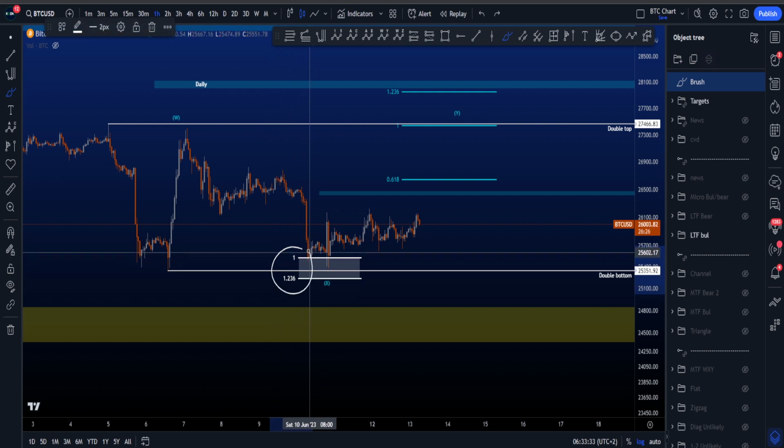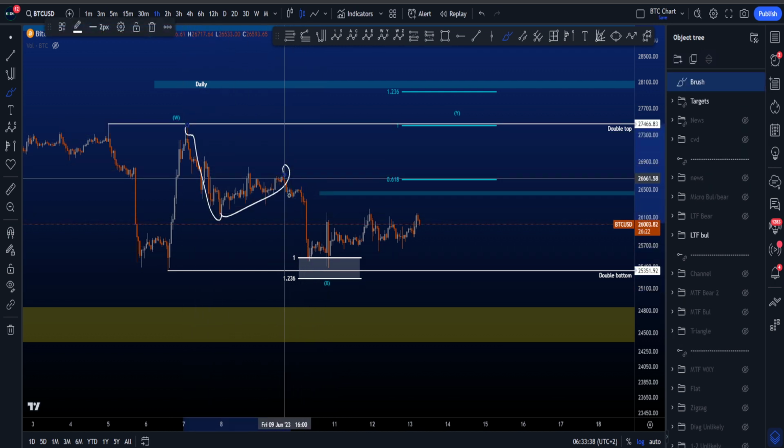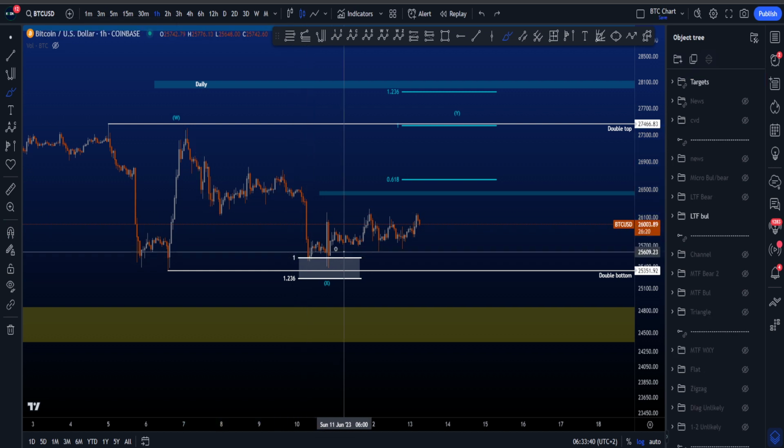where the most common target area for wave C is between the 1 and the 1.236, taken from the high to the low of A to the high of wave B. And as you can see, this has been very, very nicely respected for then continuation in a wave Y.